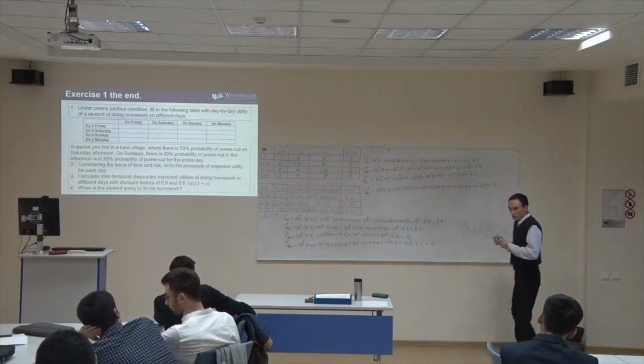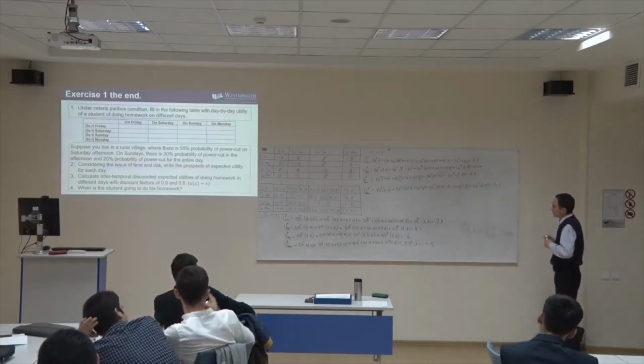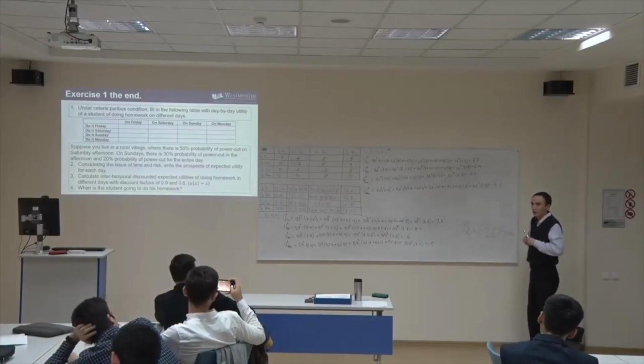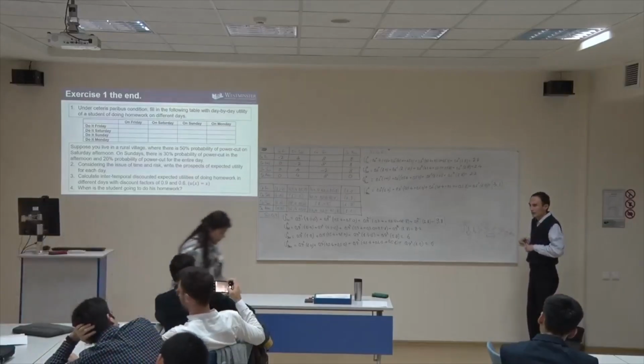3.1. So, what is the decision of a student to do his homework? It is 3.1. He will decide to do it on Monday. Okay?